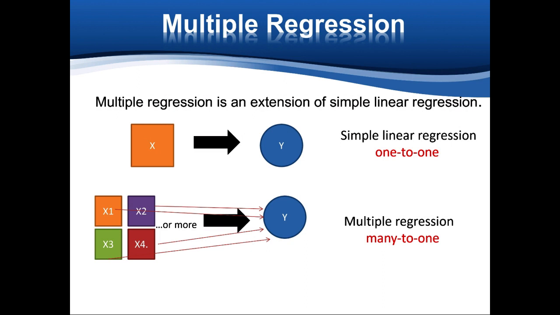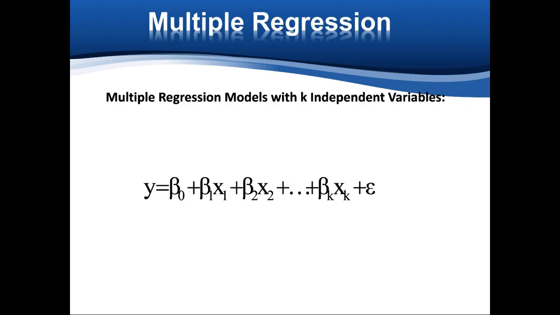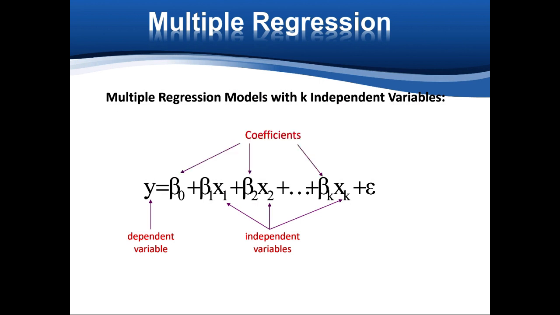Now, let's see the model for multiple regression, with k independent variables, while y is the dependent variable. x1, x2, and xk are independent variables. Beta 0, beta 1, beta 2, to beta k are called coefficients, and beta 0 is the y-intercept. Similarly, as in simple linear regression, we allow some unexplained error to exist, so we add epsilon, which is called random error.